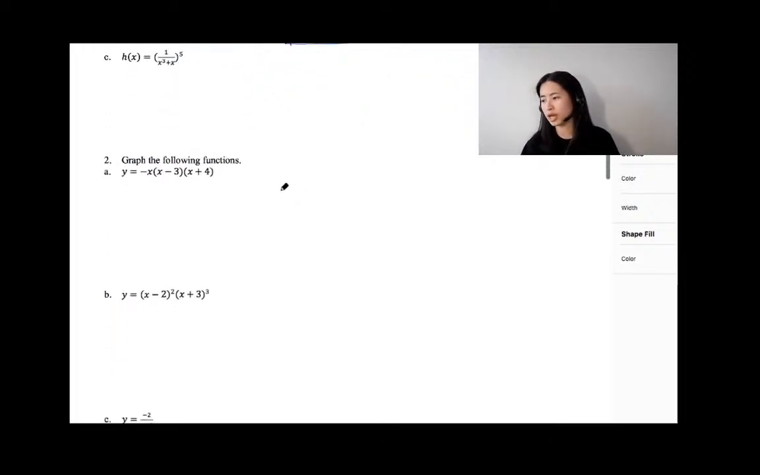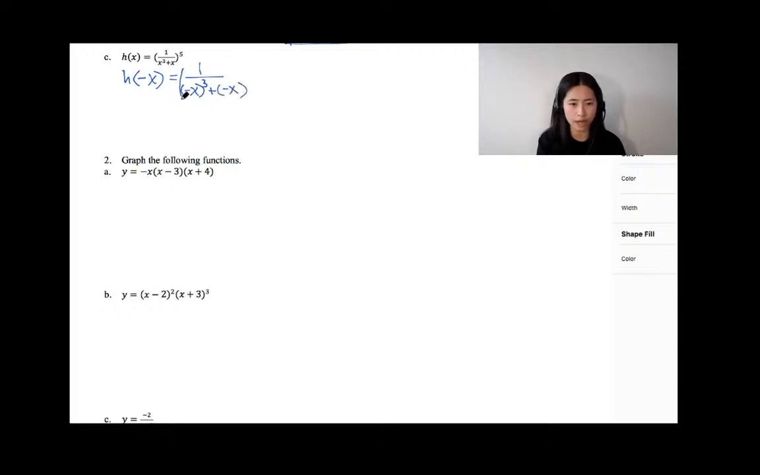Okay, so moving on to h of x, which is 1 over x cubed plus x raised to the power of 5. So here's the thing, because you have raised to the power of 5, it gets a little bit tricky, but you're going to do the same thing, the exact same thing as the other two that we did. So you're going to plug in negative x. So you're going to have h of negative x, and that's equal to 1 over negative x cubed, plus negative x raised to the power of 5.